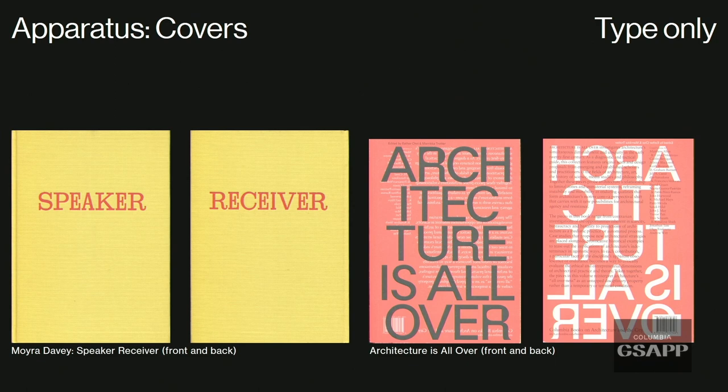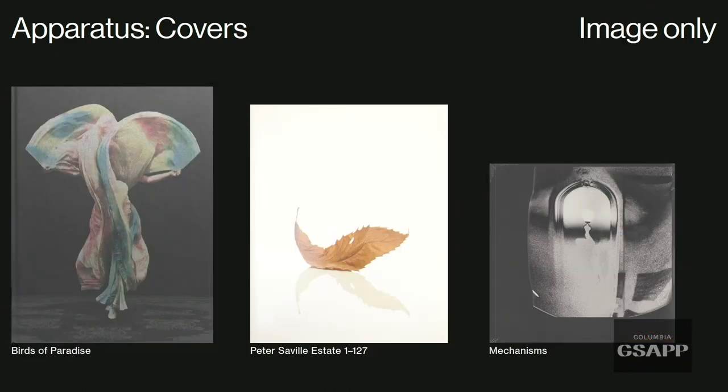Similar with Architectures All Over, the blurb and the contributing authors on the back are printed in reverse on the front cover. Even the barcode is printed in reverse on the front cover in white. The title is printed in black and reading correctly on the front cover, and then printed in reverse and in white on the back cover. Again, that's to acknowledge both sides of a front and back cover.